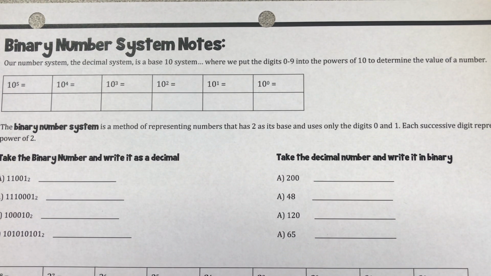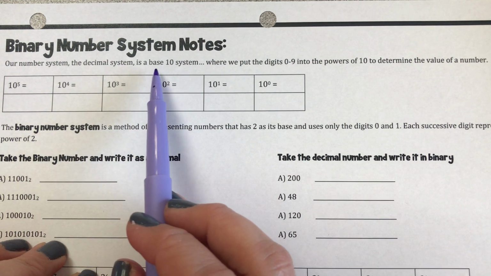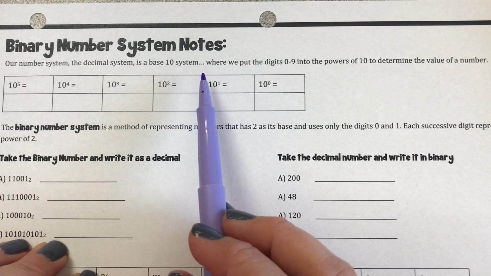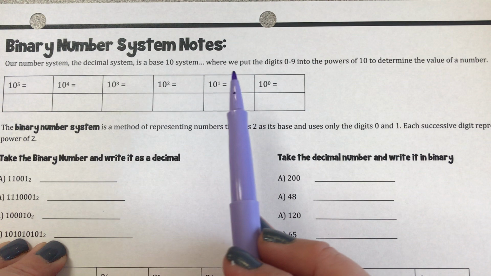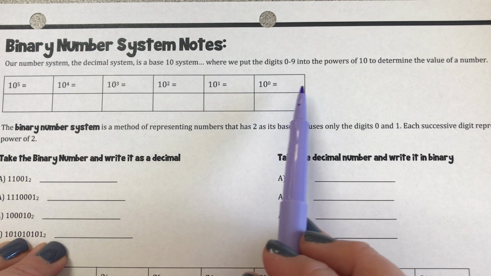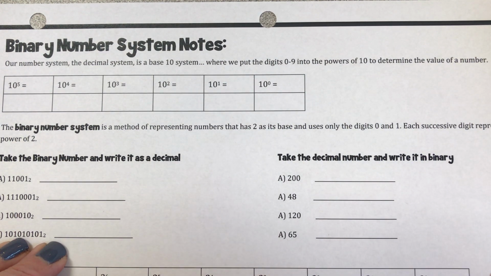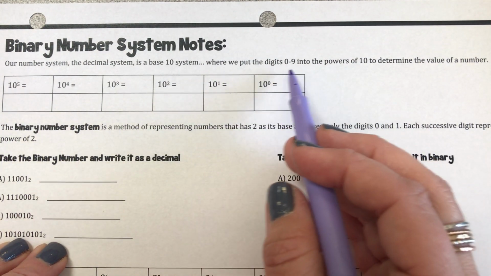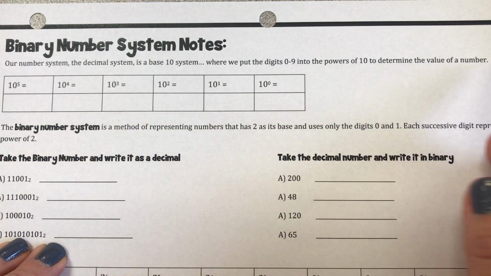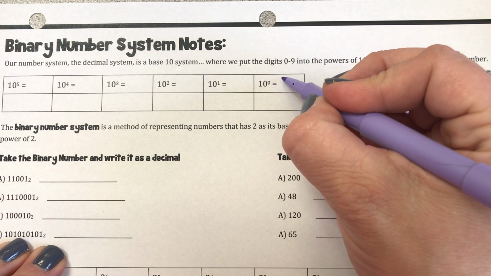So our number system, the one that we use, called the decimal system, is a base 10 system, right? You've learned that since pre-K, where you're like, this is the ones, this is the tens, this is the hundreds, right? And then you can even do negative exponents, where it's the tenths, the hundredths, the thousandths. Okay, where we put the digits 0 to 9 into the powers of 10 to determine the value of a number.